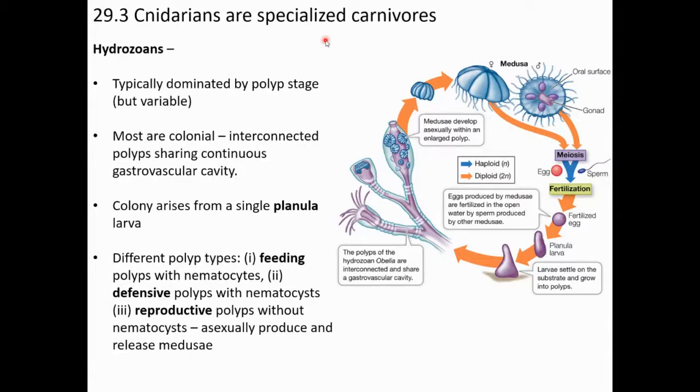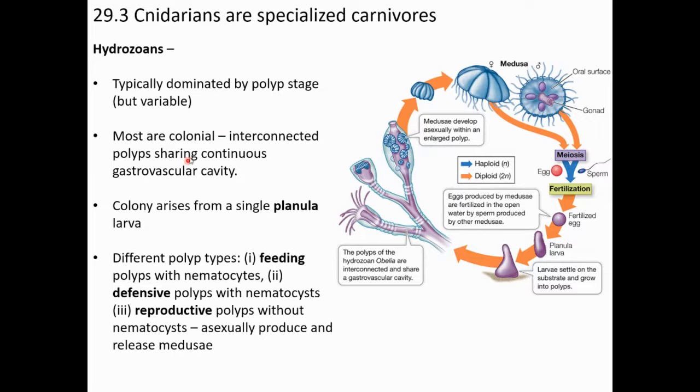And then the third group that we talked about of cnidarians are called hydrozoans. These are typically dominated by the polyp stage, but it is variable. Is the mesoglea to maintain structure? Yes, I think it is. And also so you can have jellyfish fights on the beach, I think. It's basically a sort of structural support.